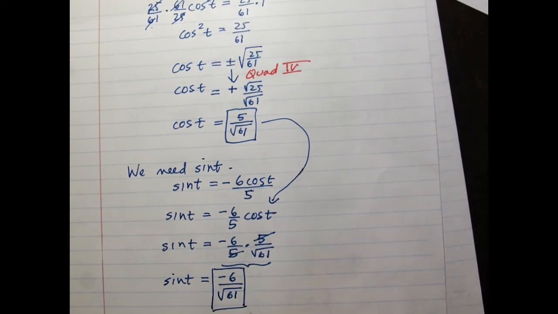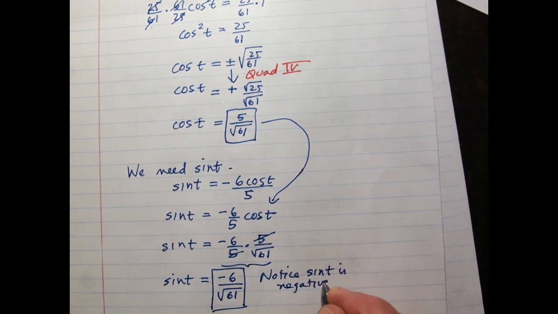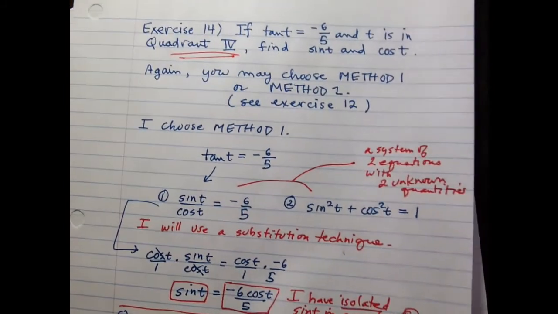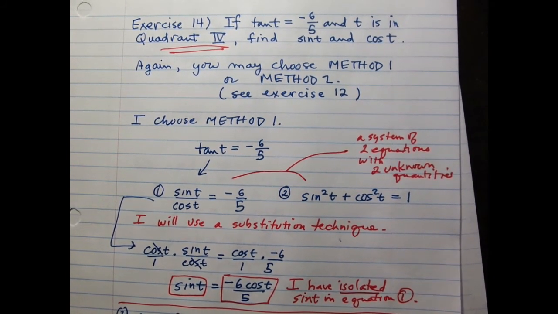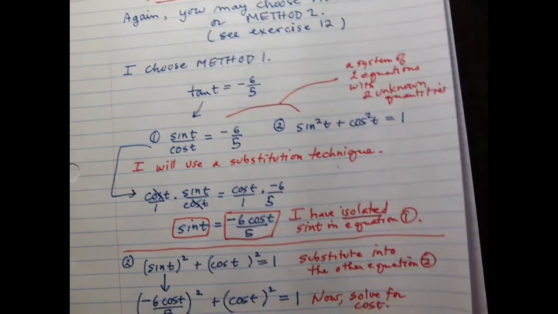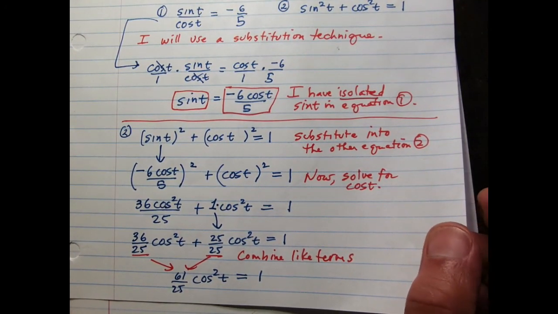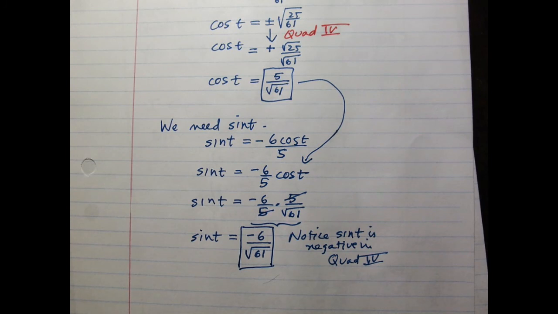So just notice sine t is negative in quadrant 4. Again, it just took care of itself. So this was a little bit intense because we used method 1. It's true method 2 would not lead to such a complicated system, but I do think this is good practice for you guys to see this, because it's so common to have to use substitution in a system of equations in math. And so there's the beginning part of the problem. Here's the finish and our final answer. And we're done with exercise 14. I think this is the end of 7.3.